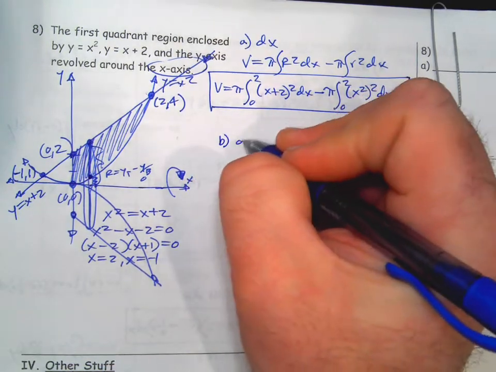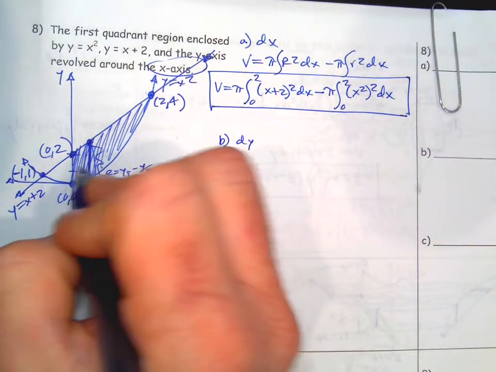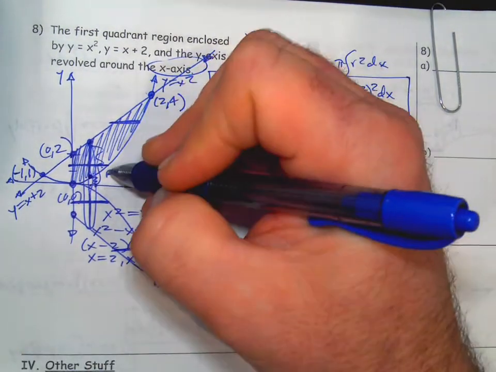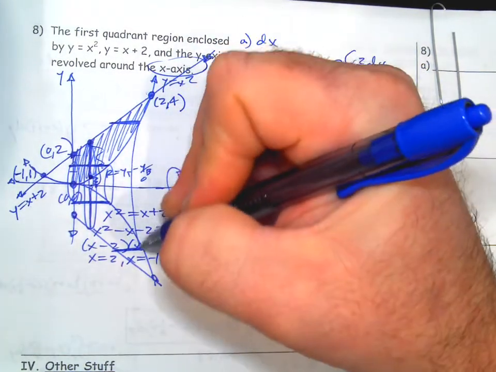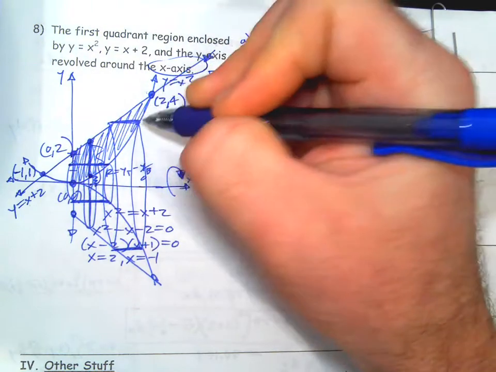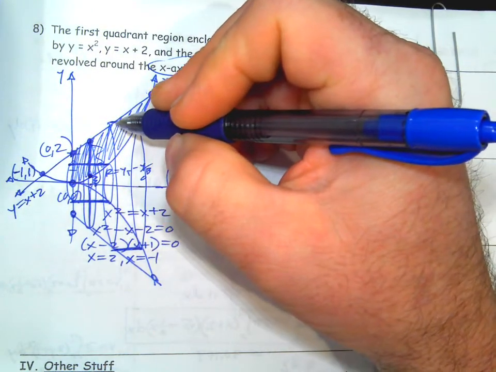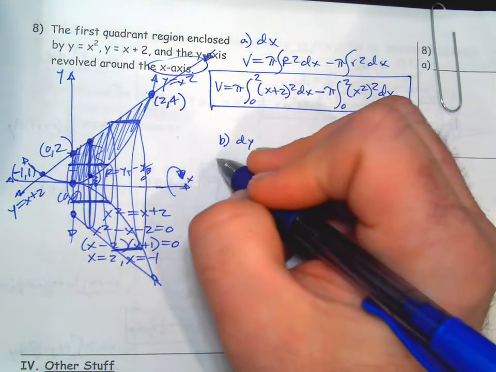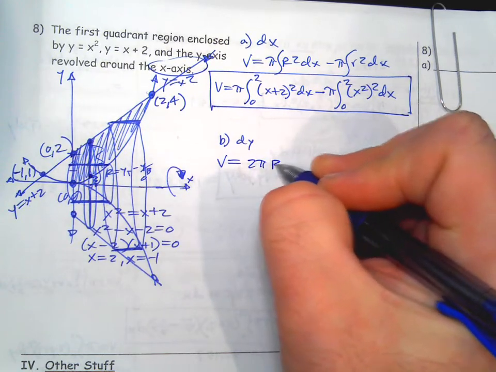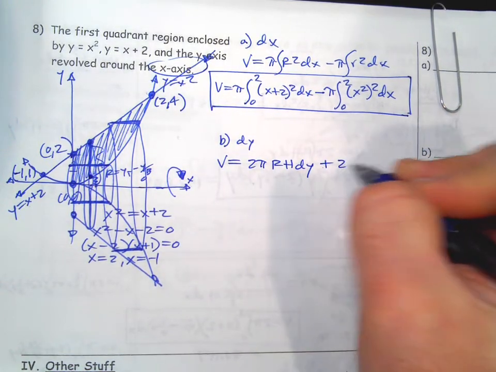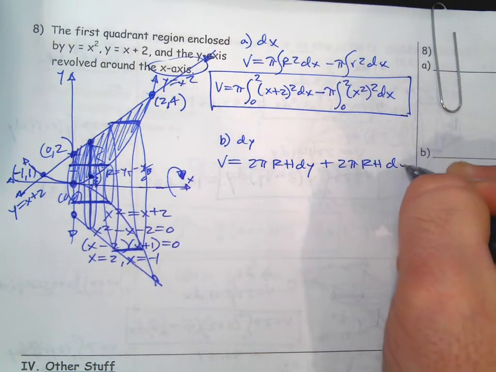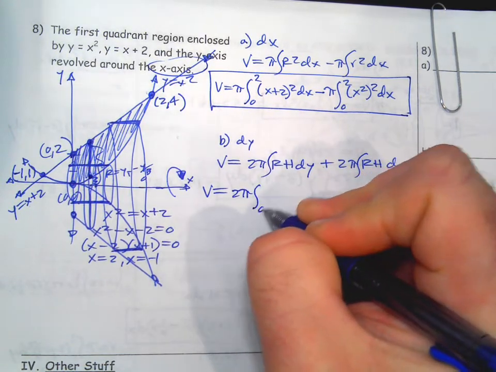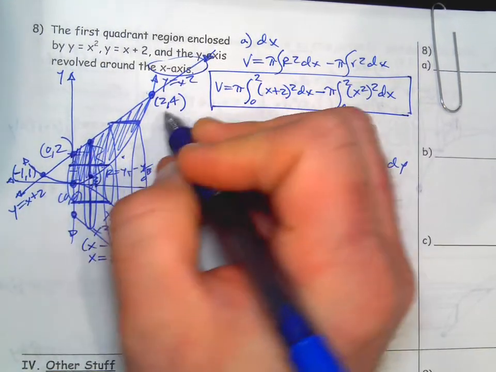For part B, we're going to do dy, which is going to be horizontal slices. And I'm going to have to do 2 different sets. Okay? We're going to have to do a set of shells there and a set of shells here because the dimensions that affect the height are going to change. So we're going to have to do 2 pi RH dy, and then we're going to have to do another 2 pi RH dy. So we're going to have to go 2 pi, and we're going to do 0 to 2, and then 2 to 4.